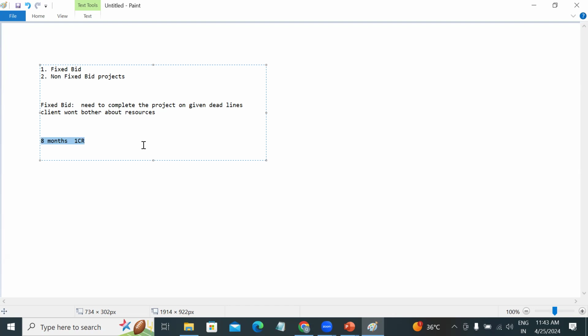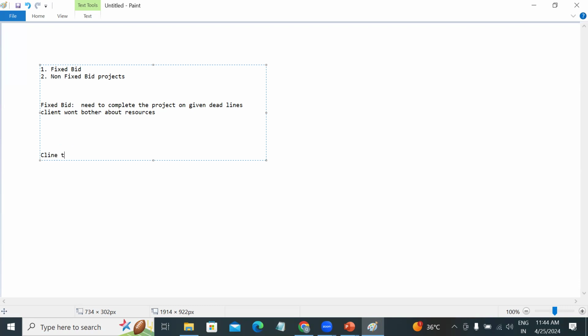So what is the meaning of it? Fixed time, fixed cost. I need a project in 8 months. I will pay this much amount. I'm not sure how many resources you are going to appoint. I don't know, I don't require it. But I need a project in 8 months. I will pay the once-a-year amount. Then that we are calling a fixed bid project.